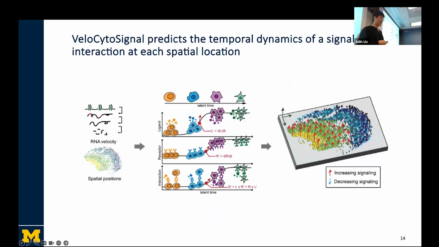And another key challenge in the studies of cell-cell communication is how does this signaling interaction change over time? Previous methods often only tell you, this is what we see in the data, and we believe this is happening right now. But the next question will be, okay, how does it change over time? So this is how we came up with Velo CytoSignal as an extension.